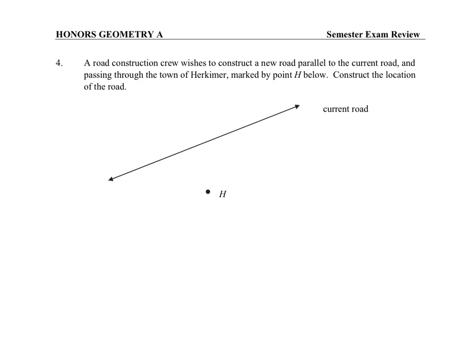Question 4 says a road construction crew wishes to construct a new road parallel to the current road and passing through the town of Herkimer, marked by point H below. Construct the location of the road. So here's our current road, here's our point. And basically we're trying to construct a parallel line through that point.